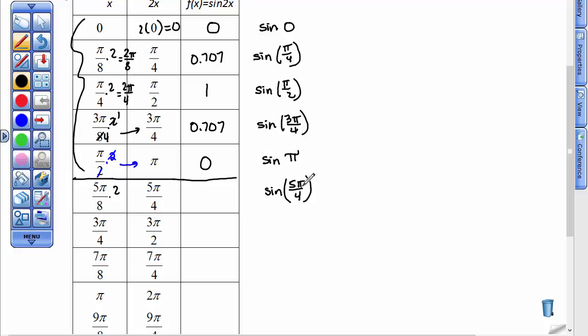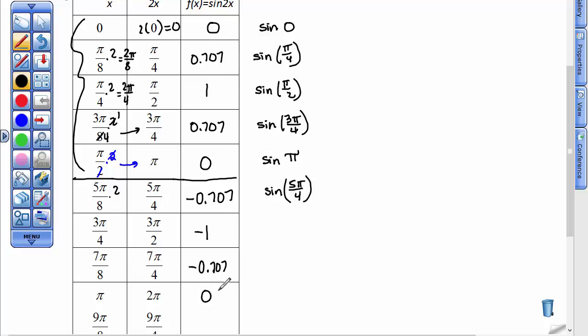It's 5 pi over 4, so you're in the third quadrant, so you're going to get a negative value for sine. And then here, when you take the sine of 3 pi over 2, you'll get a negative 1. And when you take the sine of 7 pi over 4, you'll get a negative 0.707. And when you take the sine of 2 pi, you're going to be back at 0.